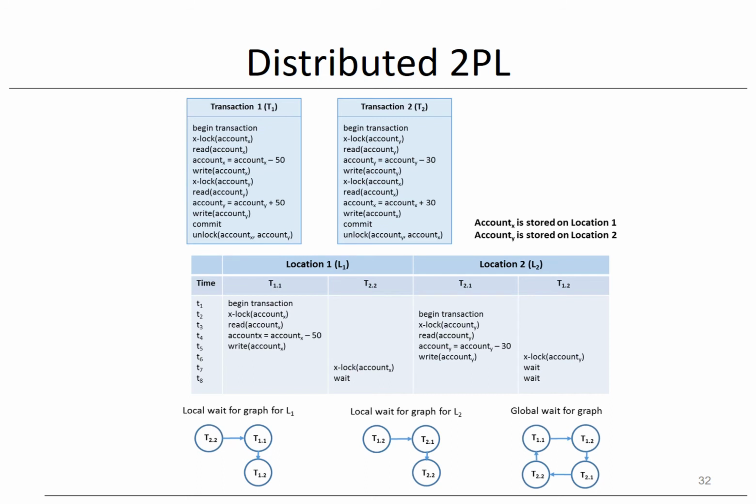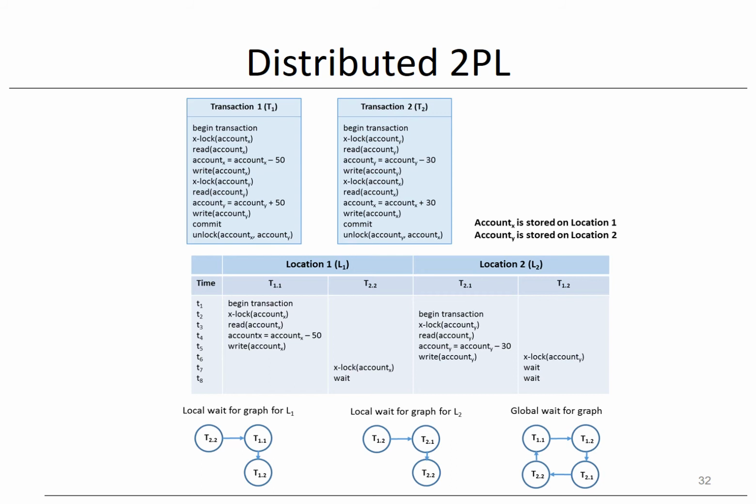Two transactions, T1 and T2, process a money transfer between account X and account Y. The account data are stored in location L1 and L2 respectively. Transaction T1 transfers 50 from account X to account Y using subtransactions T1.1 and T1.2, whereas transaction T2 transfers 30 from account Y to account X using subtransactions T2.1 and T2.2.